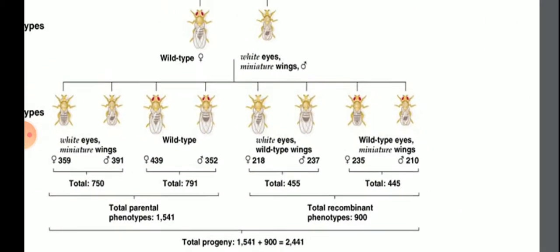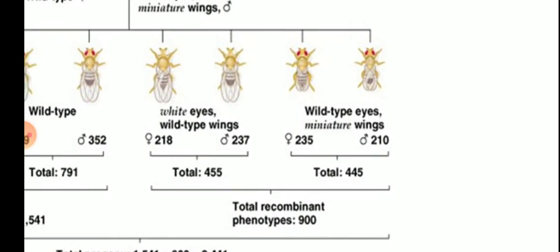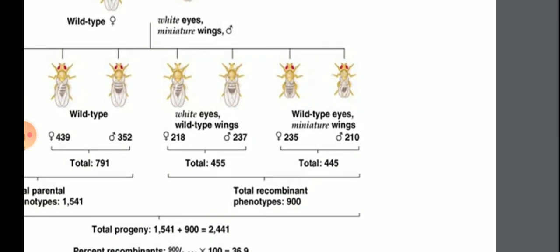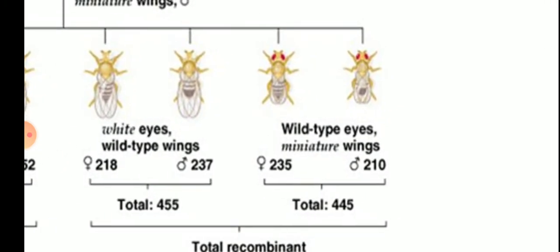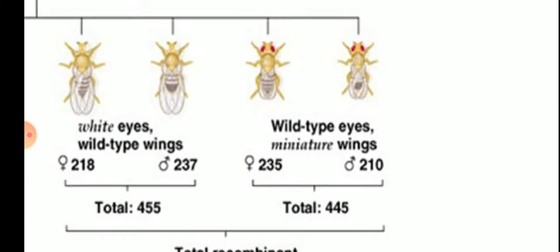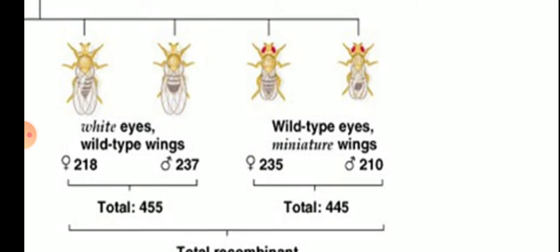On the other hand, a new combination appeared, but only 900 organisms were obtained with the new phenotype, meaning one dominating and one recessive phenotype, as you can observe here also. White eye and wild type wings: one recessive character and one dominating. White eye is a recessive character and wild type wing is dominating. On the other hand, organisms having wild type red eyes with miniature wing: red eye is the dominating gene and miniature wing is recessive.